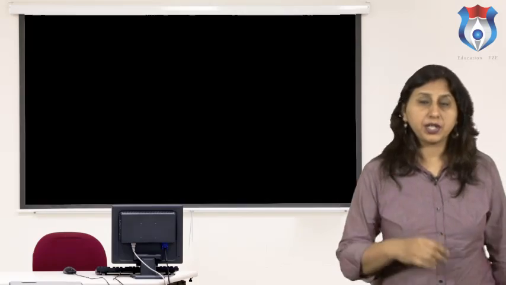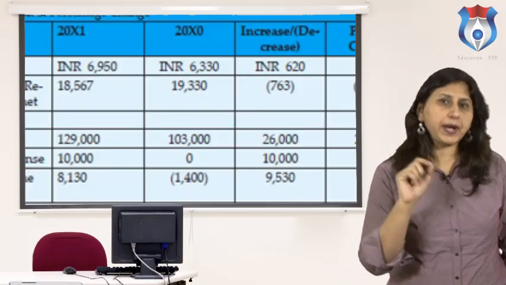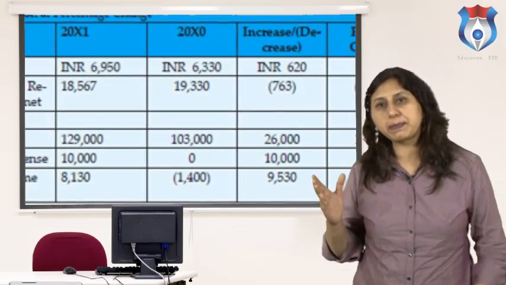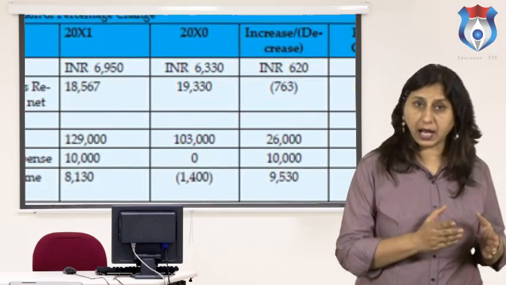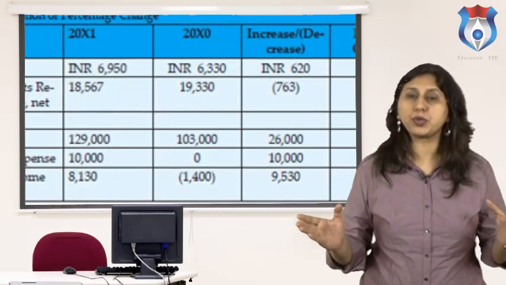Trend analysis. Trend analysis calculates the percentage change for one account over a period of time of 2 years or more.